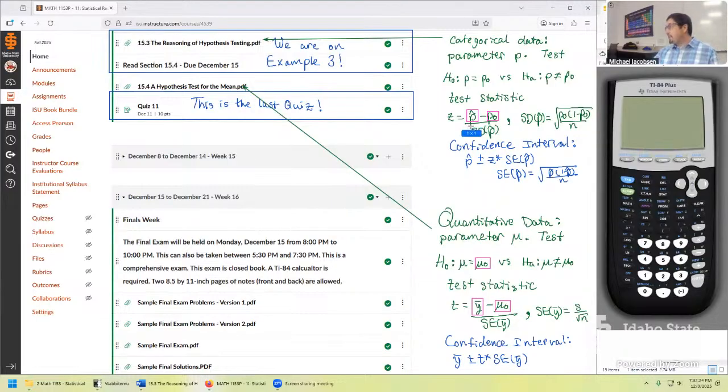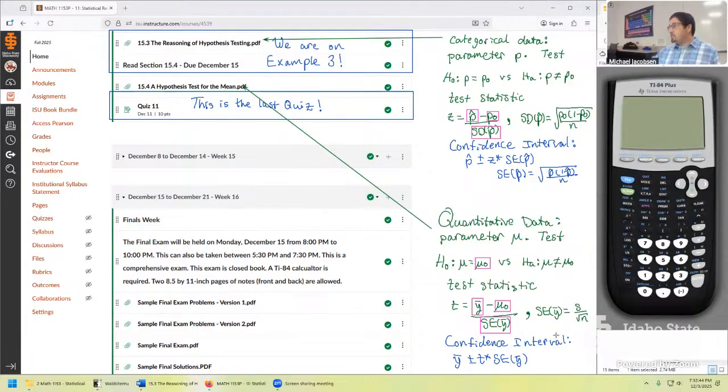Then you're just calculating standard deviations. For the categorical data, you're calculating a literal standard deviation that you would get if you assume the null hypothesis is true. But for quantitative data, it's a little bit more finicky. Assuming the null hypothesis is true won't give you the standard deviation. So we use the standard error again. So that's the setup so far.